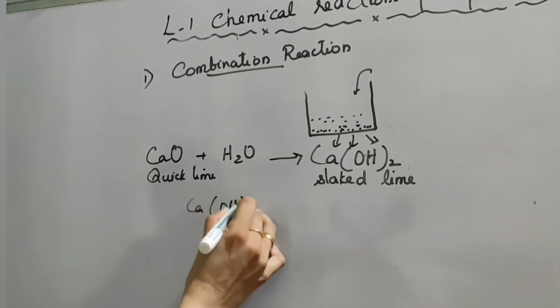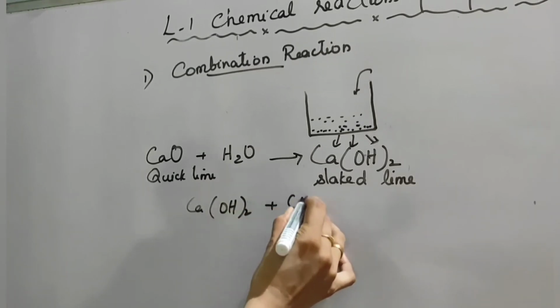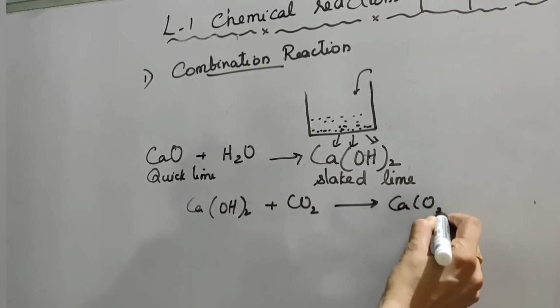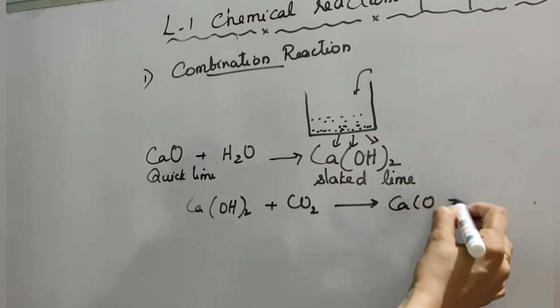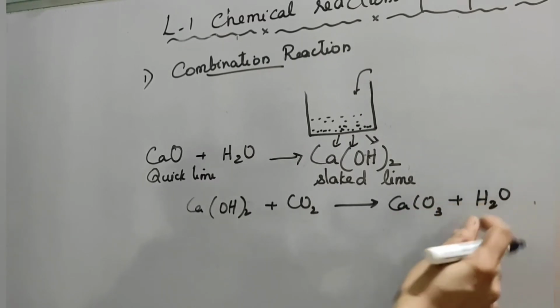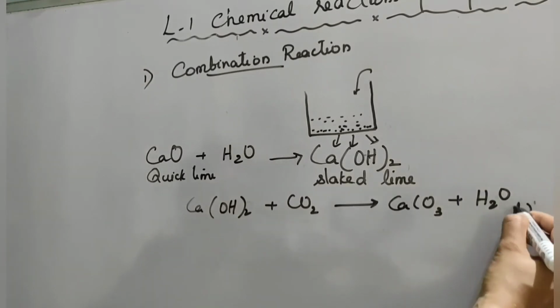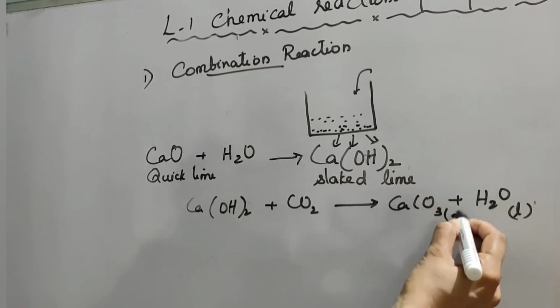This calcium hydroxide we are using for whitewashing the walls reacts with carbon dioxide in the air. They form calcium carbonate. This calcium carbonate shows the shiny appearance on the walls. Plus water is evolving. This water evaporates out. Write the physical state: water in the liquid state. This calcium carbonate is in the solid state.